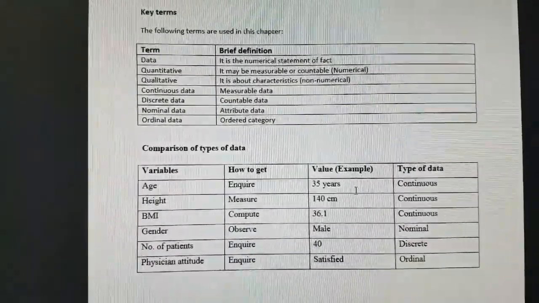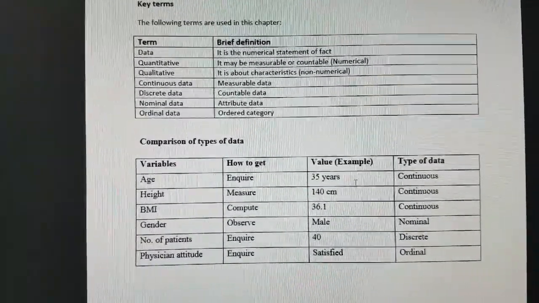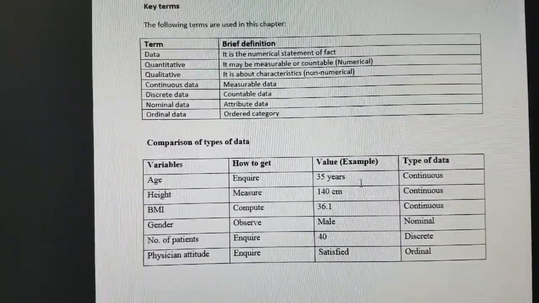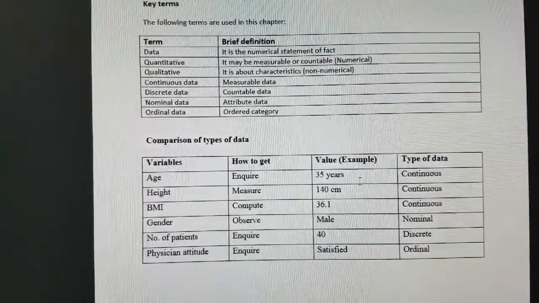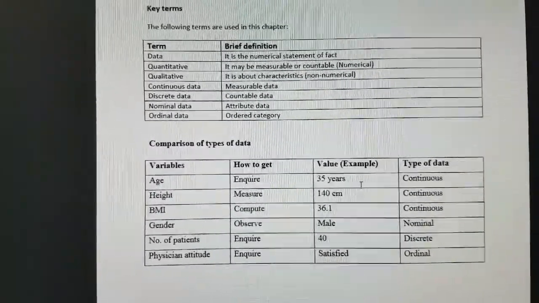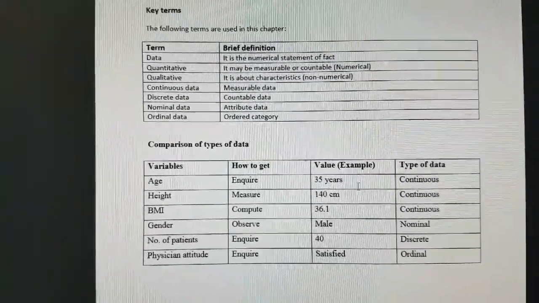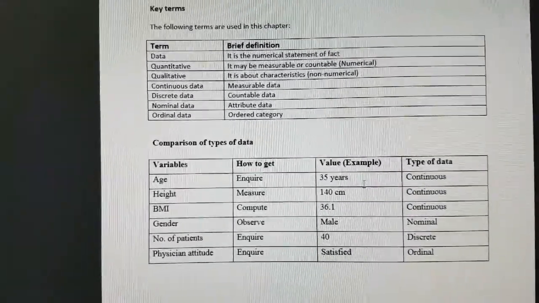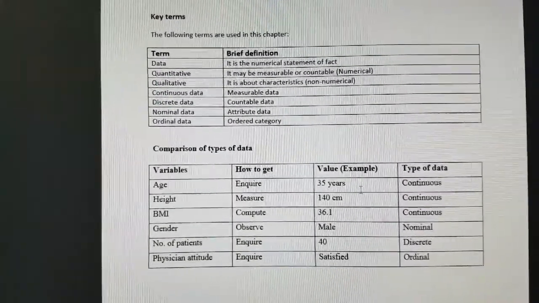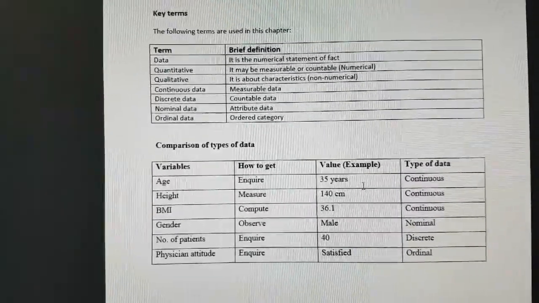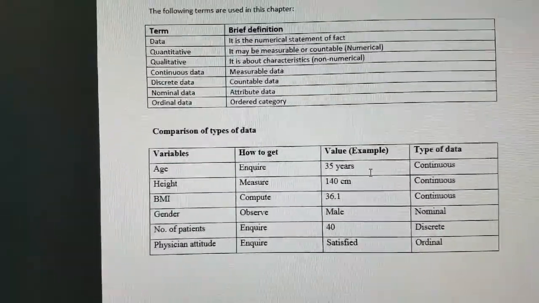The next one is number of patients. Number of patients, how to get? Inquire. For example, number of patients in ward A, 40. Is it possible to use a fractional number? No, because this is a number. It should be a whole number. Should be either 40 or 30 or 10 or even 0 is possible, but 1.1 is not possible. So this is just a number of items, number of patients. So it comes under which type of data? Discrete, because countable.